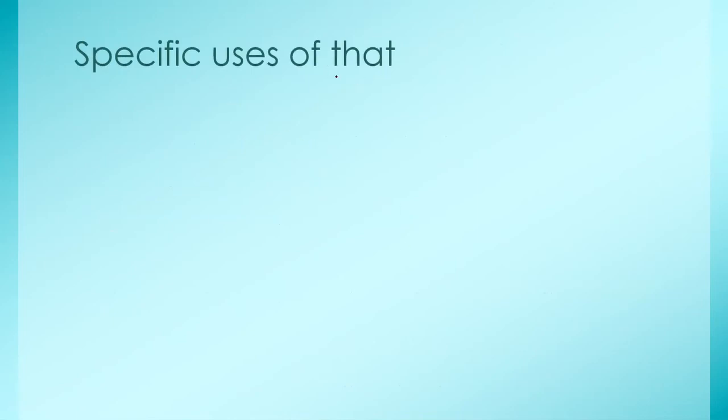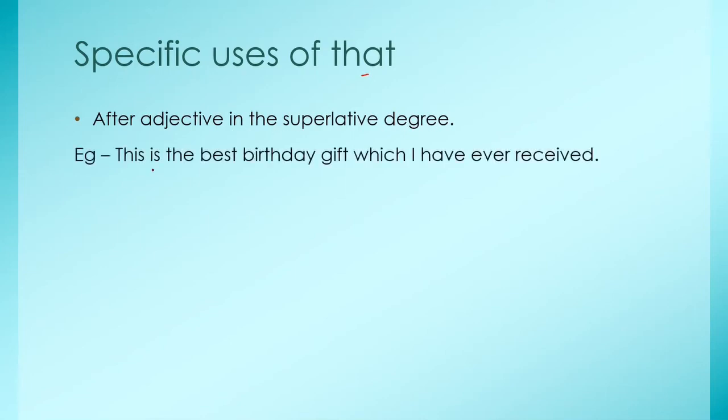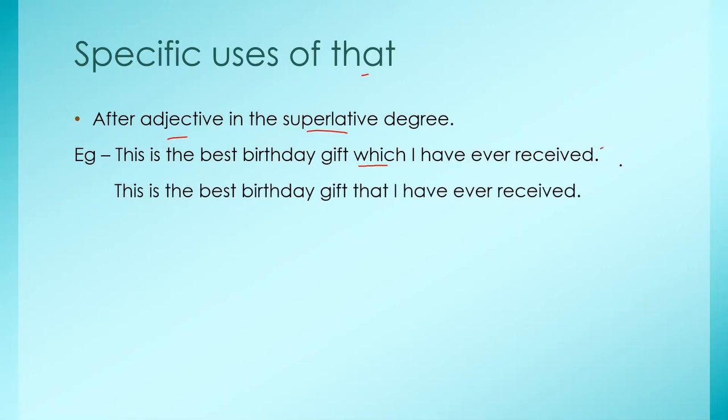Specific uses of that. First, after an adjective in the superlative degree. Example, this is the best birthday gift which I have ever received. This is wrong because as per the rule, for the superlative degree of adjective, we do not use which, we use that. The sentence, this is the best birthday gift that I have ever received, is correct.